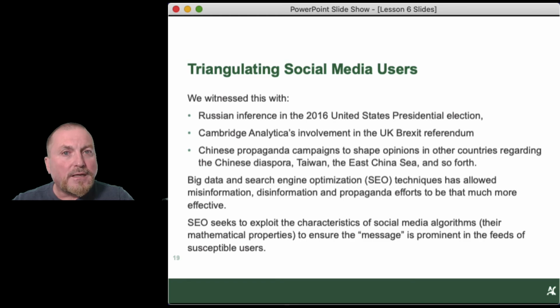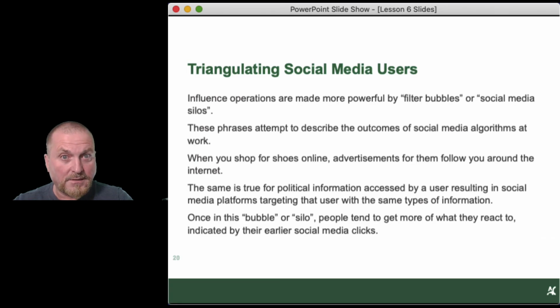Okay? Because that's basically a way that people try to understand the algorithms that these companies are using to channel certain types of information to you and not other information. And these marketing companies say that we have the sophistication to understand that algorithm and manipulate its outcomes. Okay, and that's essentially what they're saying, okay? And these create filter bubbles, right? Influence operations are made more powerful by these filter bubbles or social media silos. And the whole thing is designed to be a silo, okay? That's the whole point, to direct viral marketing to the person that's going to be more receptive to it.